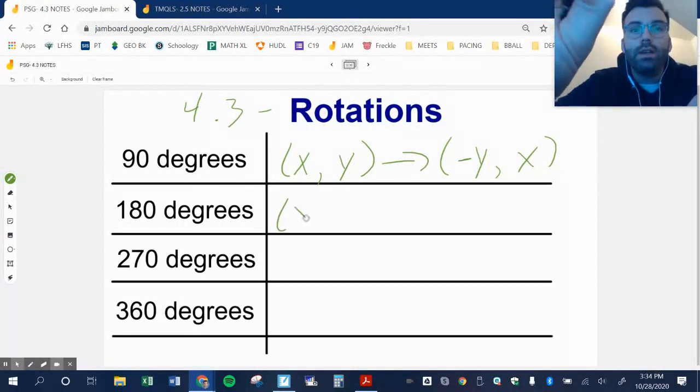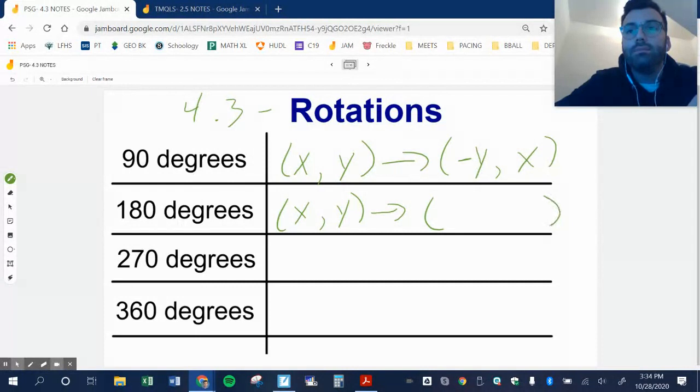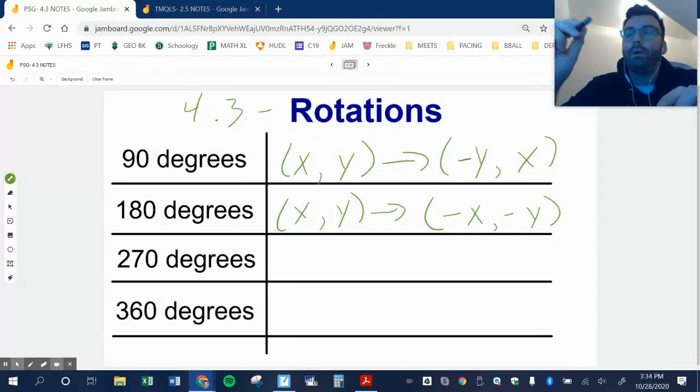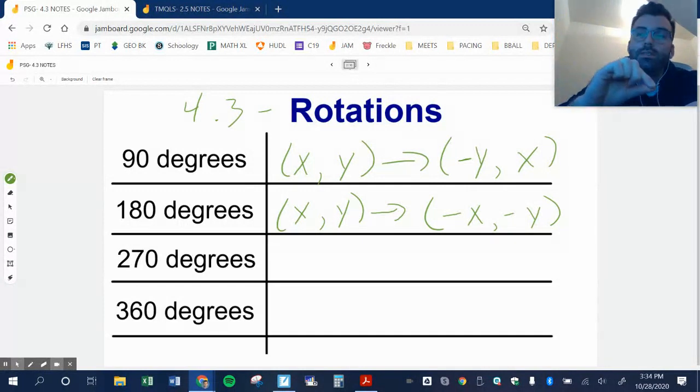Okay, let's try 180. So I got X comma Y. I'm not going to flip my X and my Y. I'm just going to take the opposite of each. Think about if it was in quadrant 1, the upper right hand, where X and Y are both positive. I want to rotate it 180 degrees. That's all the way down to quadrant 3. Both X and Y are negative. That's what that's saying.